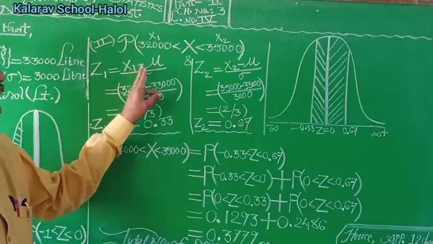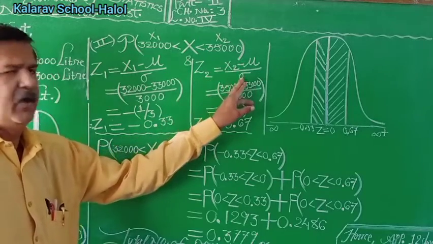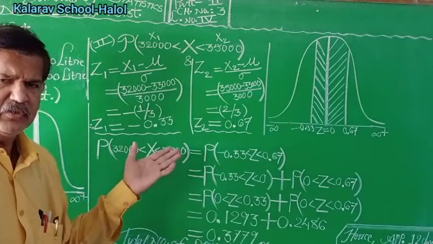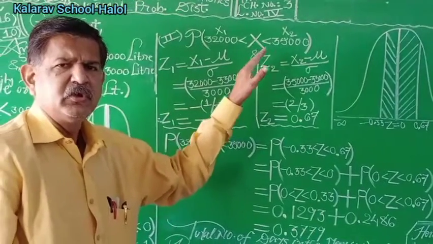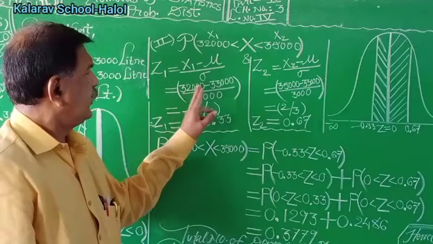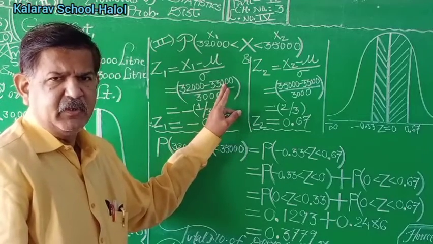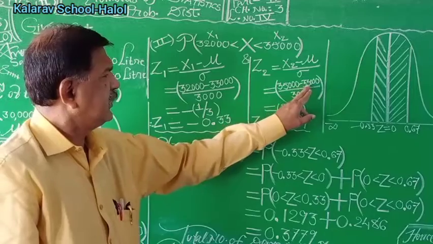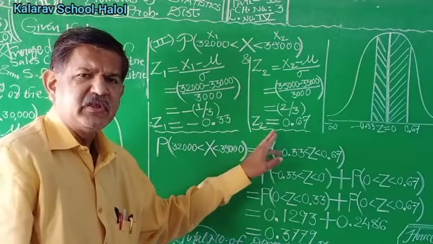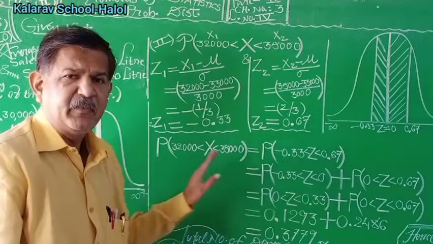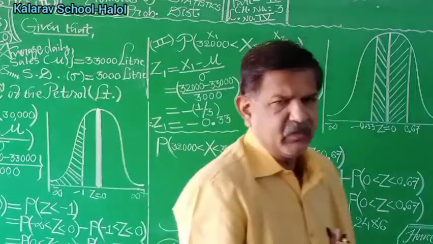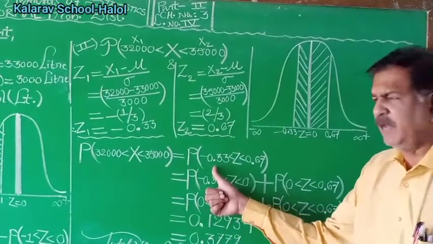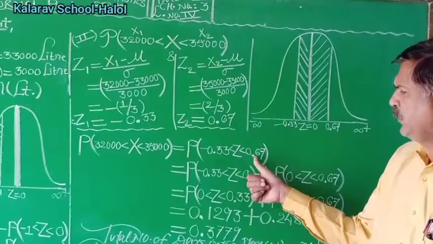Z1 is given by X1 minus mu upon sigma. Z2 is given by X2 minus mu upon sigma. Mu, average value, means 33,000, sigma means 3,000. X1 is 32,000, X2 is 35,000. Therefore, 32,000 minus 33,000 means minus 1 upon 3, minus 0.33. Similarly, Z2, 35,000 minus 33,000, 2,000 upon 3,000 means 2 by 3. Answer will be Z2 equal to 0.67. Therefore, probability between 32,000 and 35,000 is same as probability between minus 0.33 and 0.67.